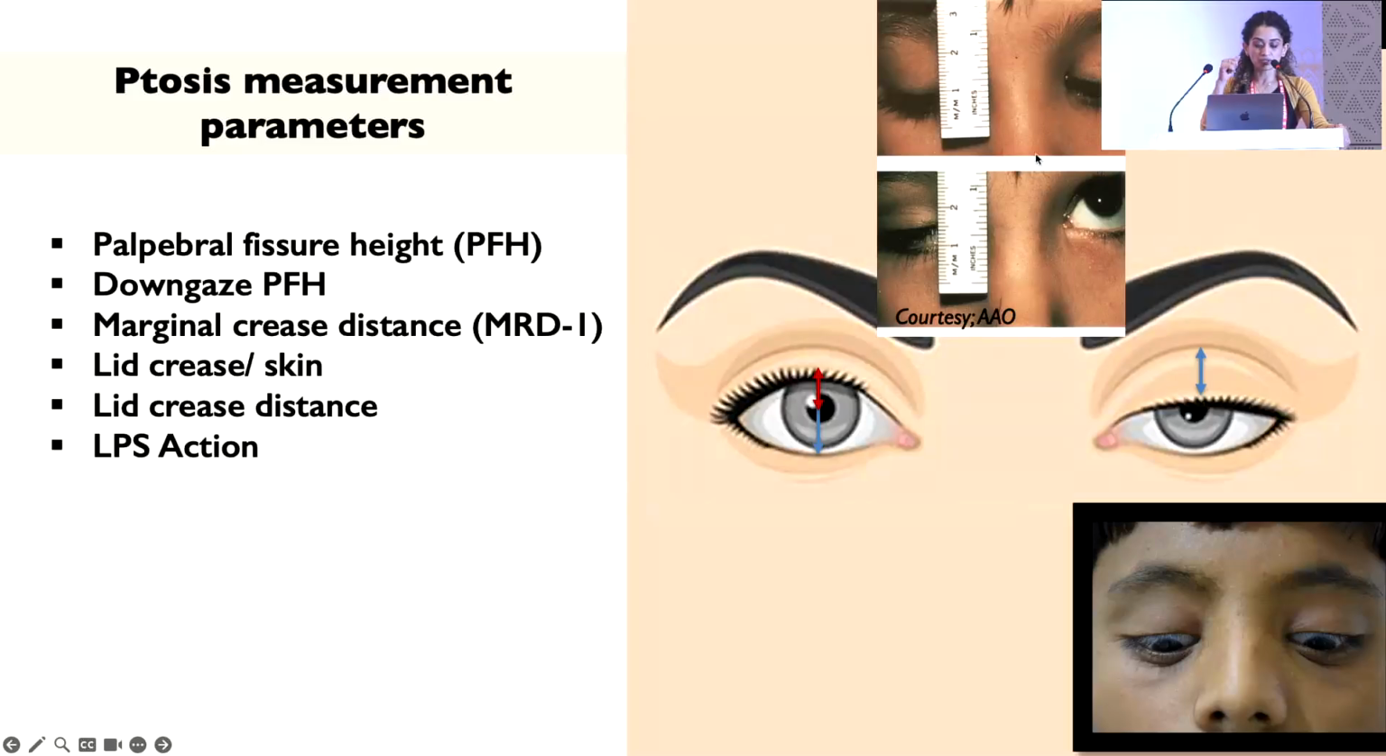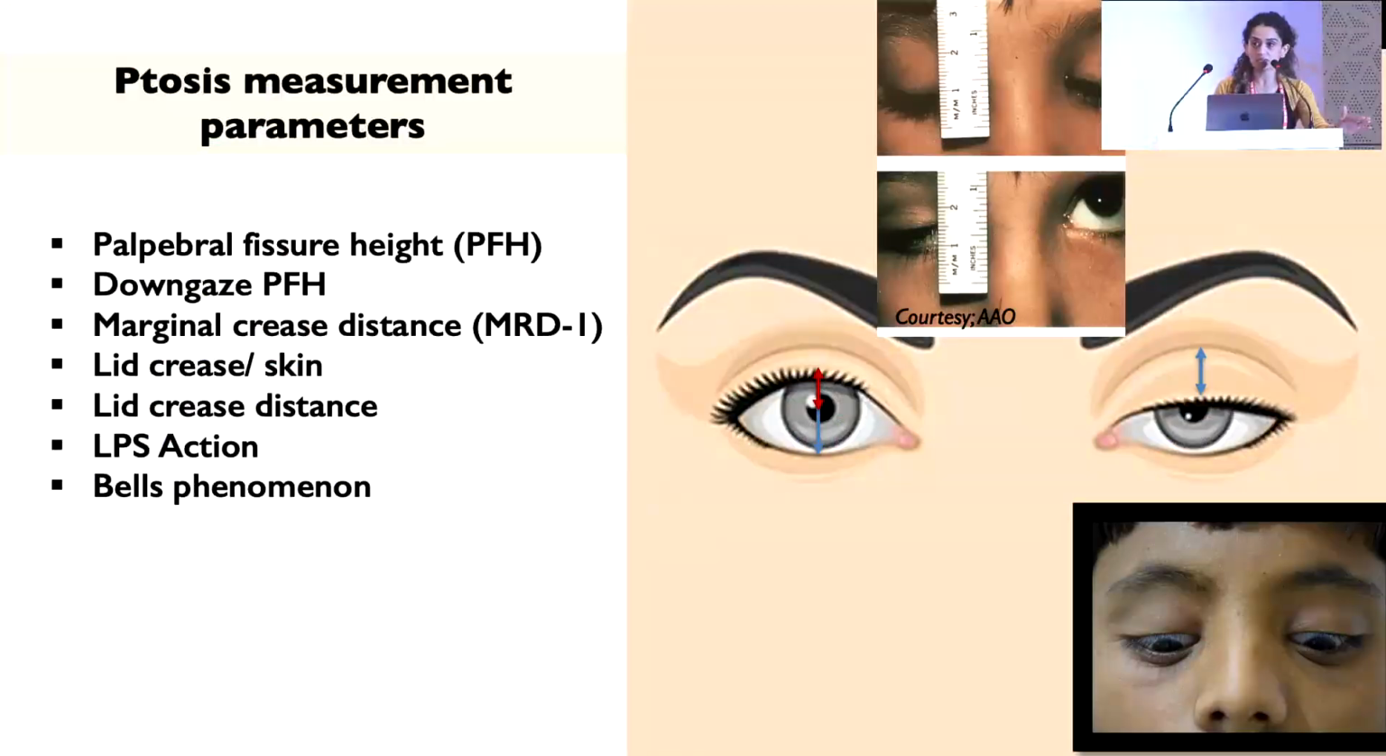LPS action, this is how we evaluate. We ask the patient to look down, and then we block the frontalis muscle action, and then we ask the child or the patient to look up, extreme up gaze. So the excursion of the eyelid is taken, and that's how we measure the levator palpebrae superioris action. Bell's phenomenon is important in order to decide the extent of lid height that you're going to take, and what is the risk of corneal exposure post-surgery, and the lag off.